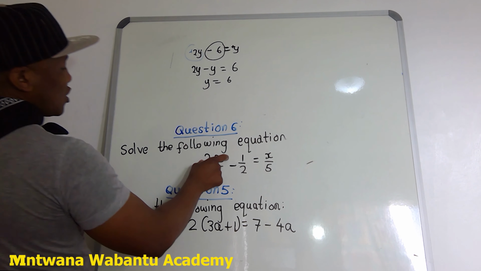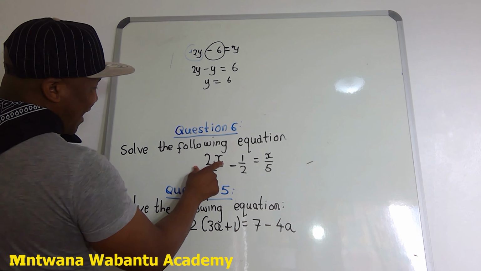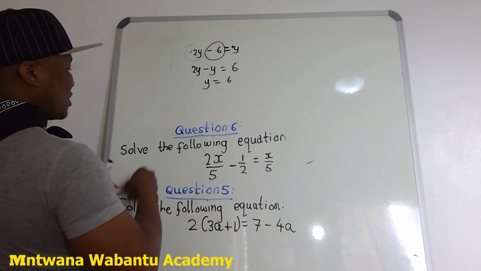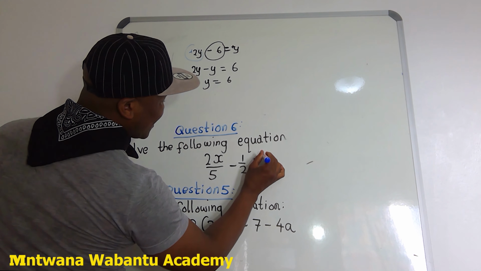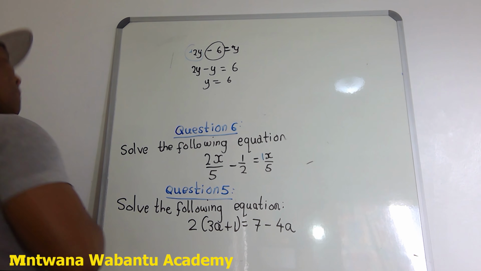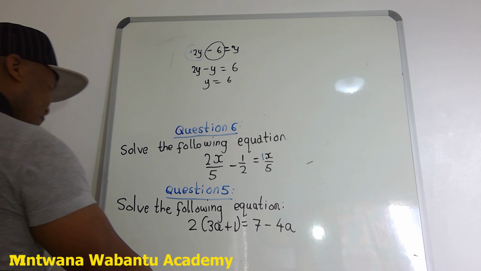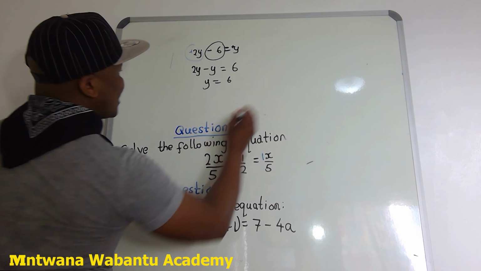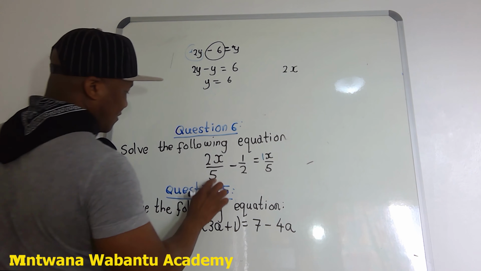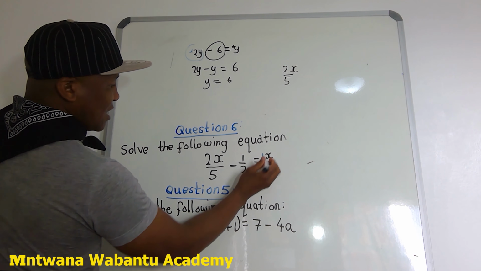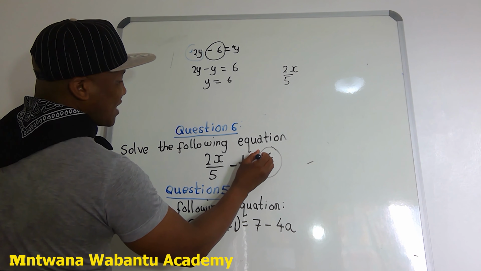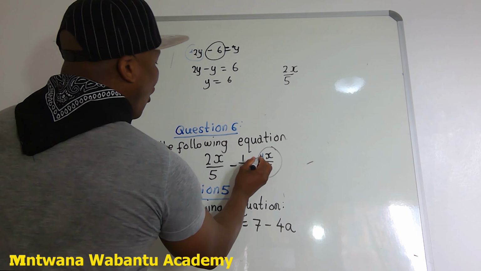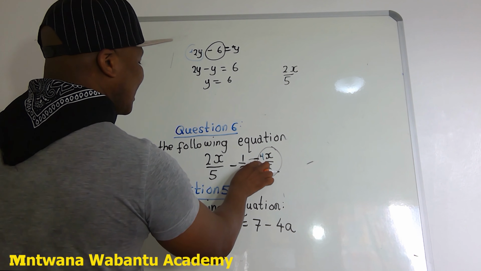So this is 2 of 5x, and this is x of 5. Means which number is here? The number is here. There's no number means is 1. 1x over 5. Put them together. Okay? So now we're going to say this is 2x over 5. See, this is positive because there's no sign means positive. Take it over equal sign is going to change the sign from positive to negative.